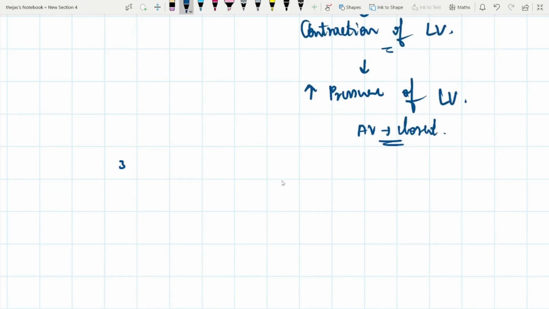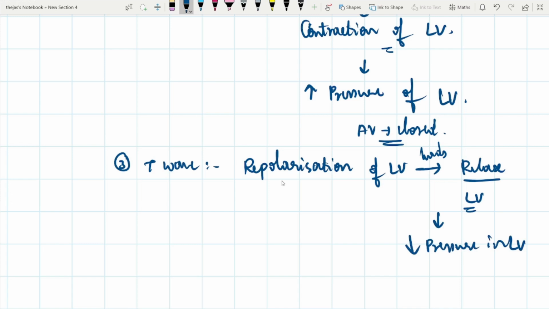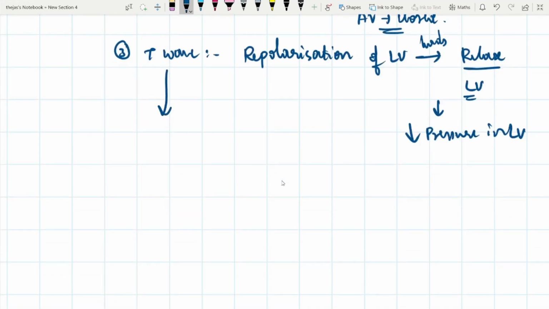And then T wave. T wave is what? I told you, first is electrical activity, concentrate on that. Now comes repolarization. First, what happens? Repolarization of the left ventricle. Later, what happens after repolarization? Relaxation of the left ventricle. Okay. So if the left ventricle is relaxing, what happens? There is a decrease in pressure in the left ventricle.